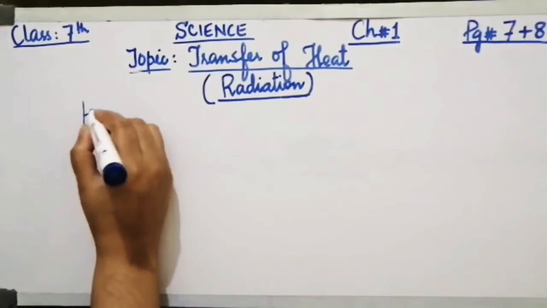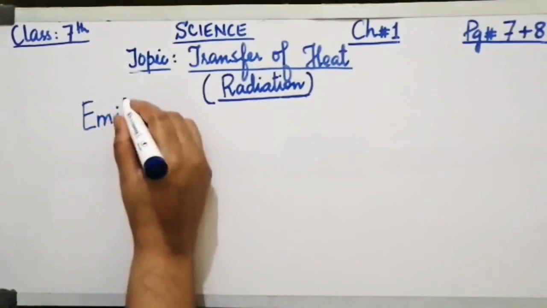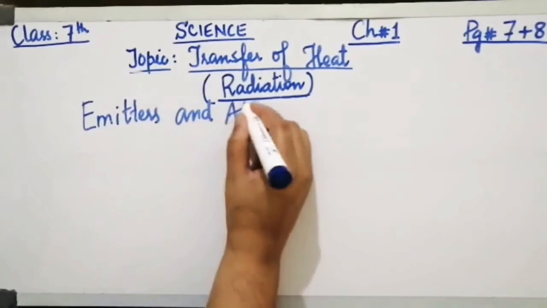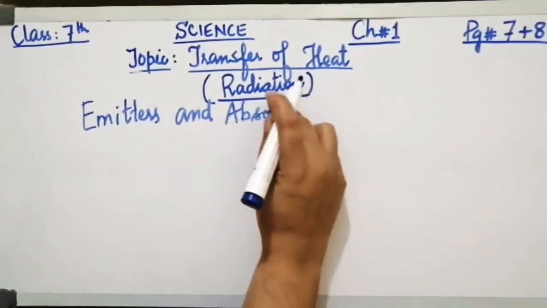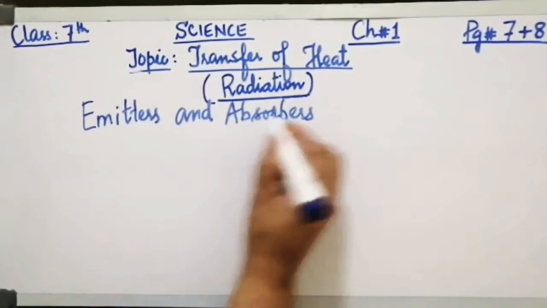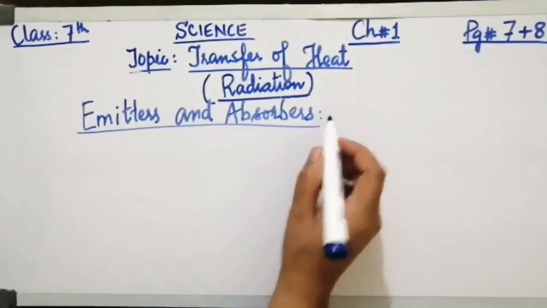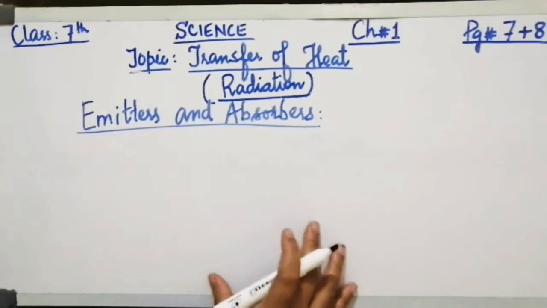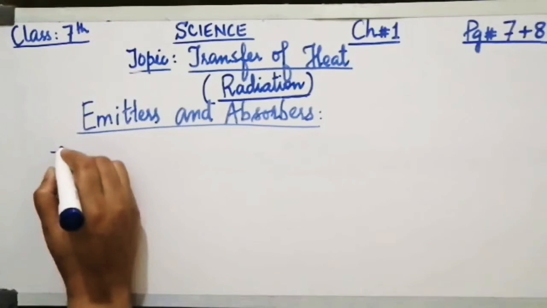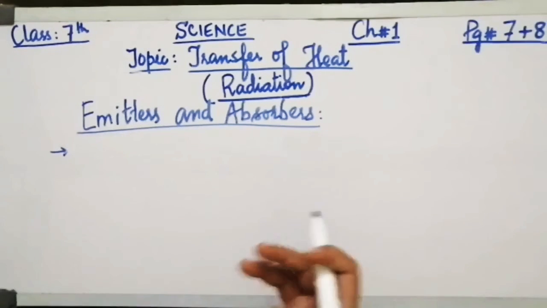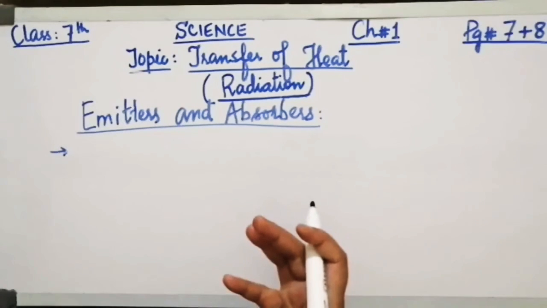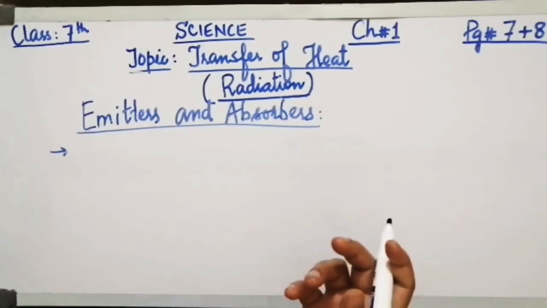In this topic we are going to discuss emitters and absorbers as well. Now, what are emitters and absorbers? Emitters and absorbers can be defined as that some surfaces are better at emitting or giving off or releasing thermal radiation than the others. And good emitters of radiation are also good absorbers.